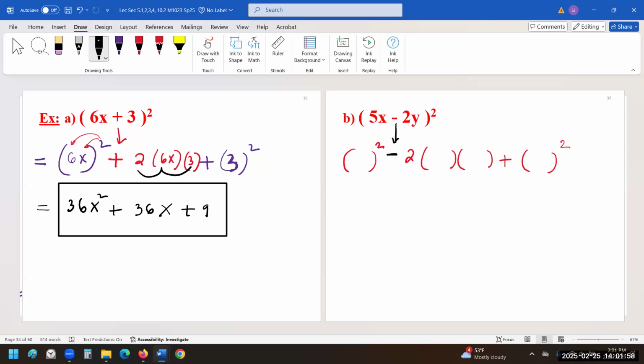Something is definitely wrong. Is it okay to multiply the variables? Yeah, but if they're different, you just put them together. They have nothing to multiply. So since it's 5x and 2y, I put 20xy. Perfect.